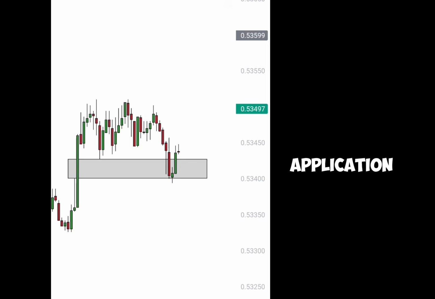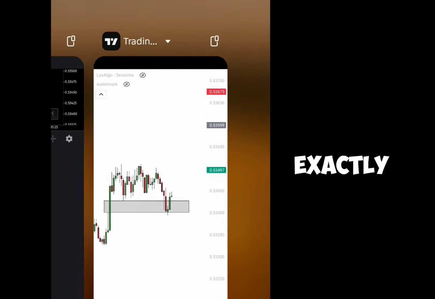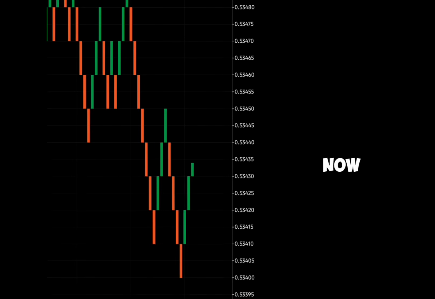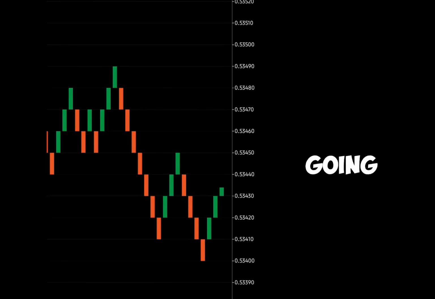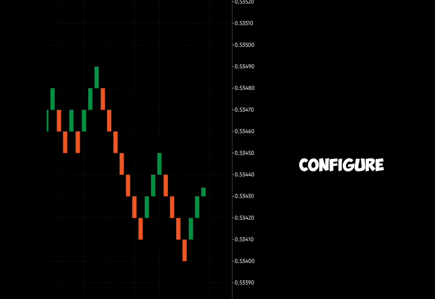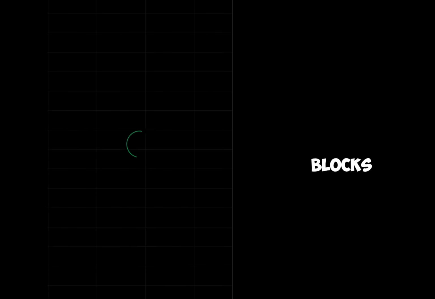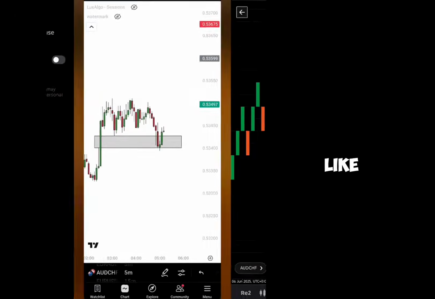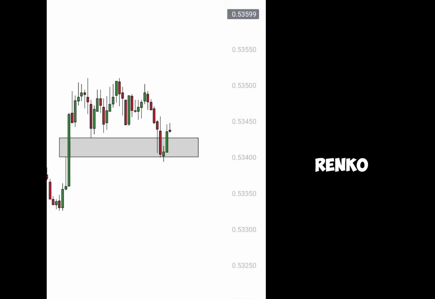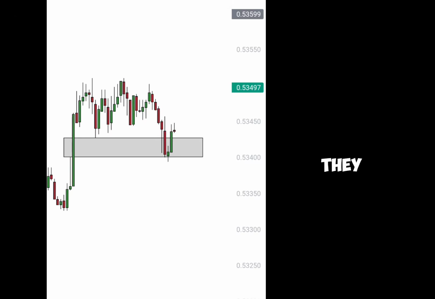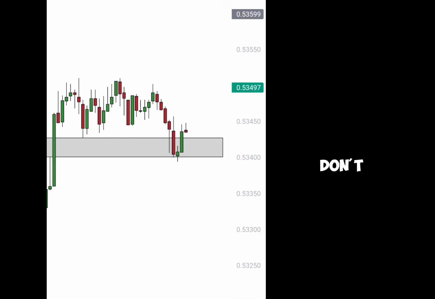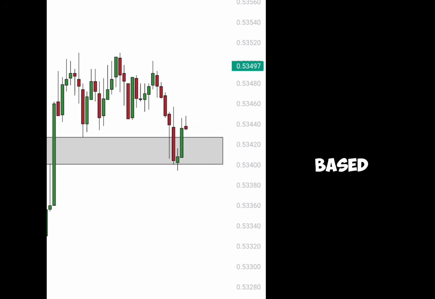And the name of the application is called cTrader. Exactly, cTrader. Now, this is a cTrader application, and I'm going to show you how you're going to configure your cTrader to look like this. Now, these are Renko blocks. Renko blocks are not like candlesticks. Renko blocks are not candlesticks. They are Renko blocks. Now, they move not by time, they move based on pips. Let me say that again. They don't move based on time, they move based on pips.